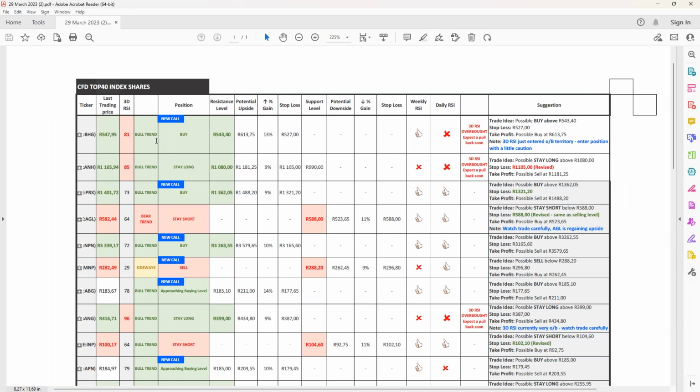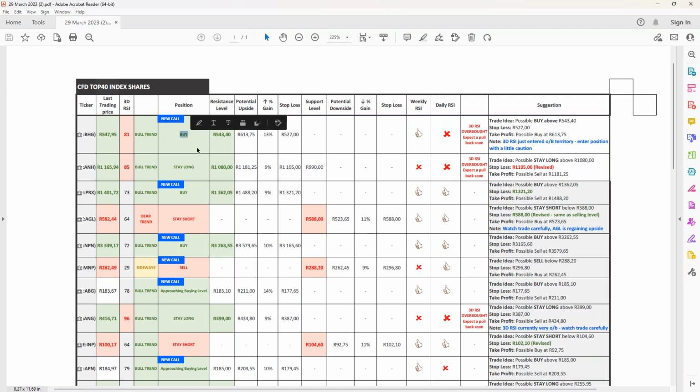All right. So basically how it works is, first of all, it will have the ticker. So the ticker would be the share code. And then also the last trading price. So that's what the last trade price was for this screenshot. And then it tells you where the 3-day RSI is currently sitting, and also if the share is in a bull trend and what the position is.